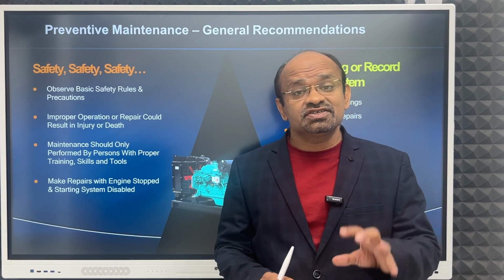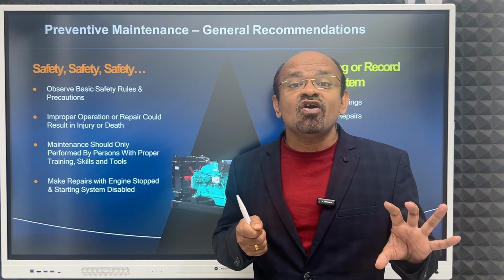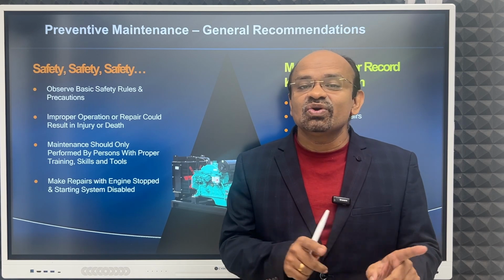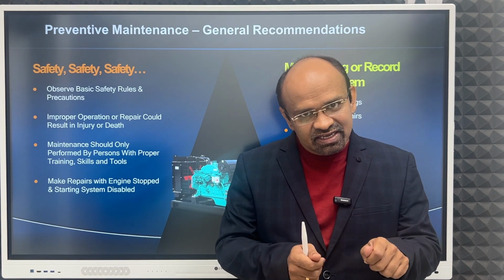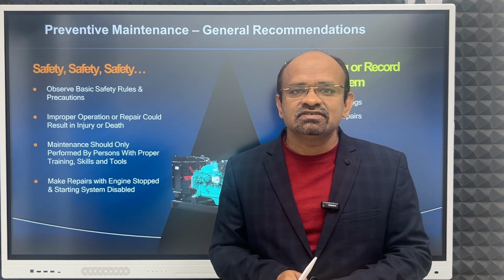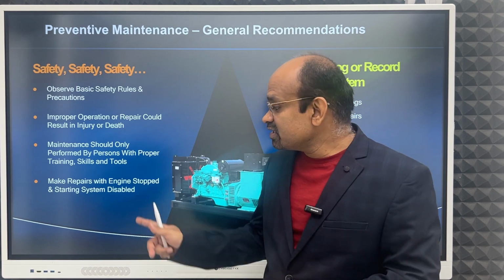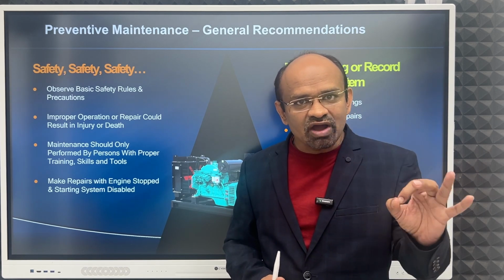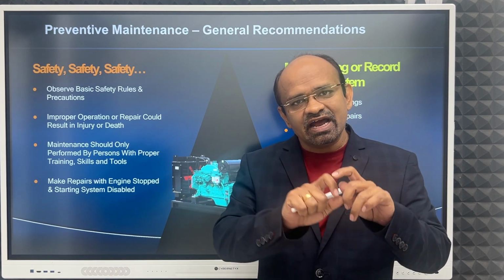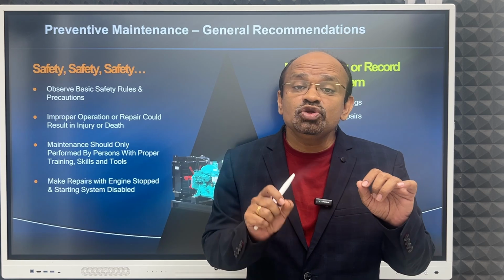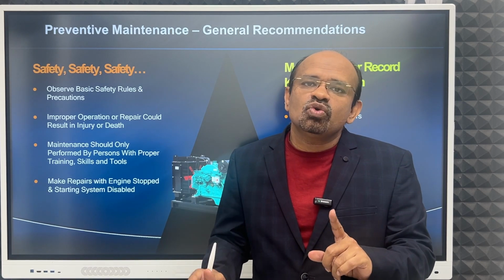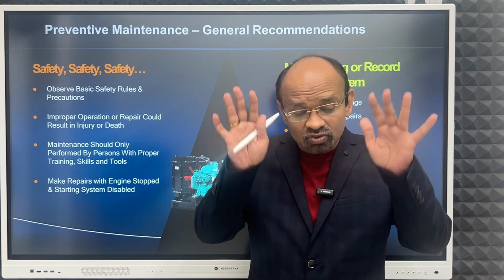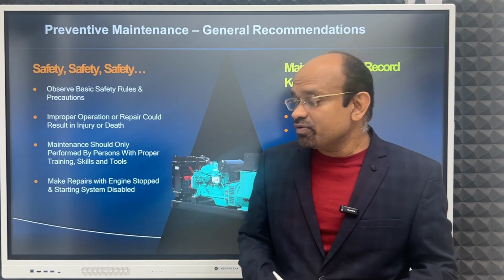Make repairs with the engine stopped and the starting system disabled. Just take out the key of the car and keep it in your pocket, and then do the work. Because if you are working inside the engine and somebody starts it, you can't imagine. That is called lockout tagout. Lock it and tag it that work is going on, and remove the key and keep it in your pocket. When your work is over, close the engine enclosure, close the car, and then you can start it. Shut means the bonnet should be down.